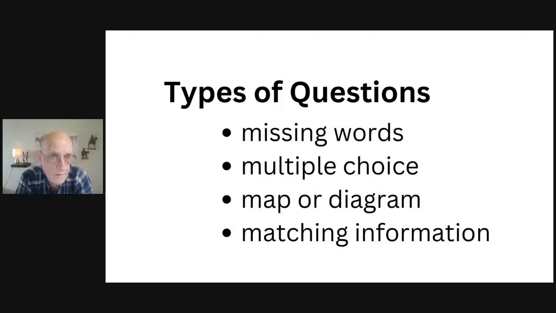You could also have a map or a diagram or even a table, and you have to fill in the labels. You'll be given options to choose from, and you have to choose the best label for that map or diagram. And then you have matching information types of questions. So these are just some of the things that you can expect to face, the different types of questions when you're doing the listening section.